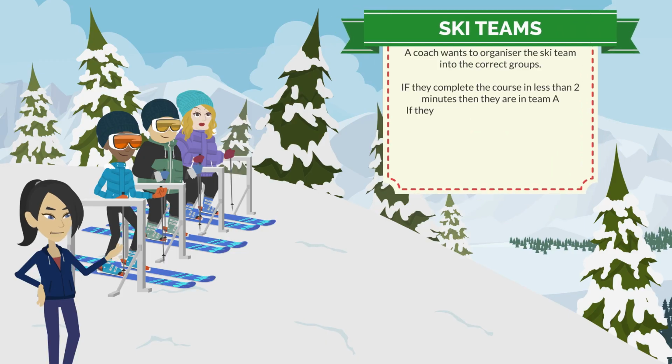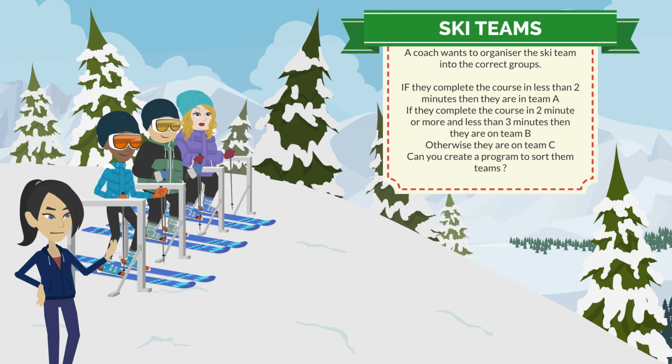Can you write a program to help me sort my ski teams? I have 3 groups: Group A, for those who finish in under 2 minutes, Group C for those who finish in 3 minutes and over, and everyone else in Group B.